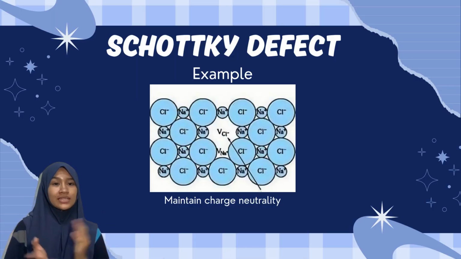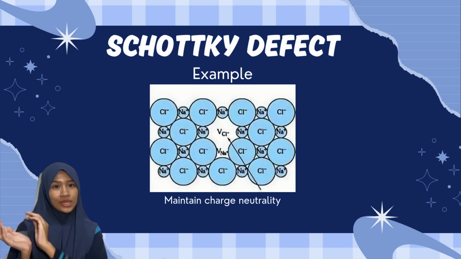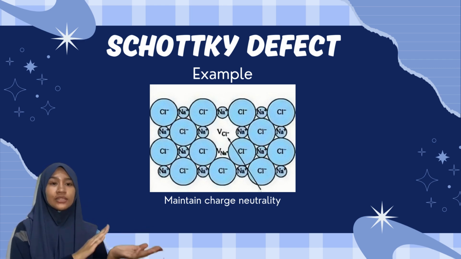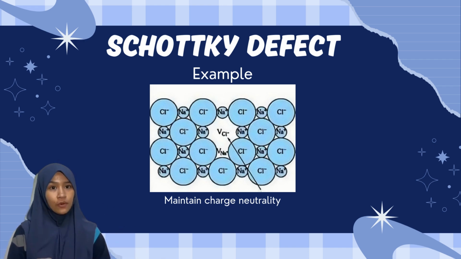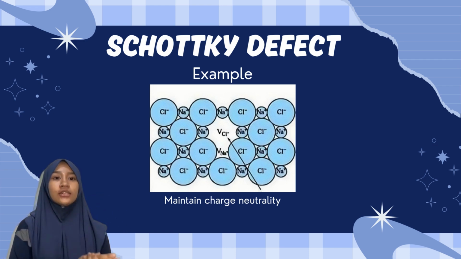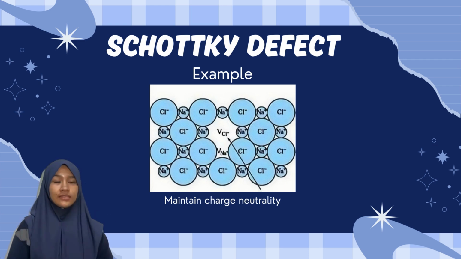Let me give you some examples. Imagine NaCl. If one Na+ ion and one Cl- ion are missing from the lattice site, a vacancy is formed. Even though ions are missing, the crystal remains electrically neutral because the number of positive and negative ion losses is the same. That's all from me about the Schottky defect.